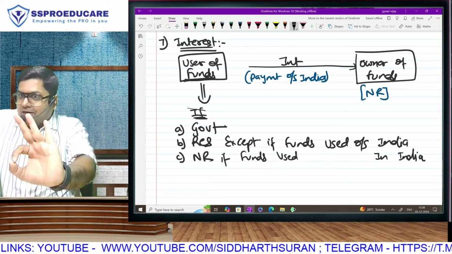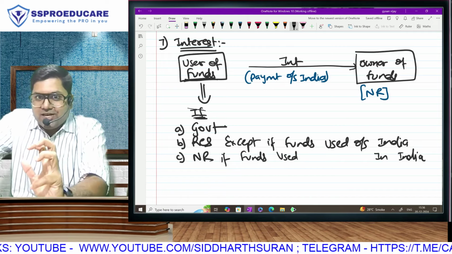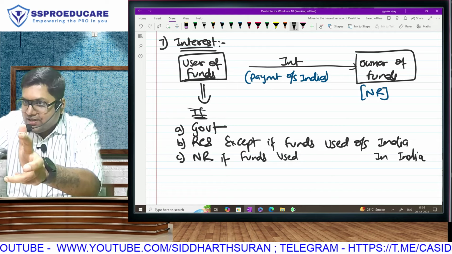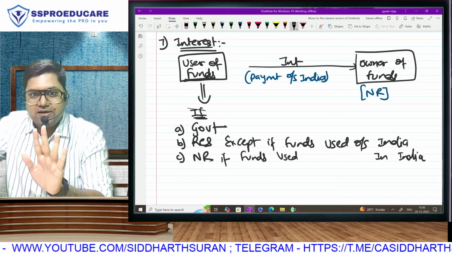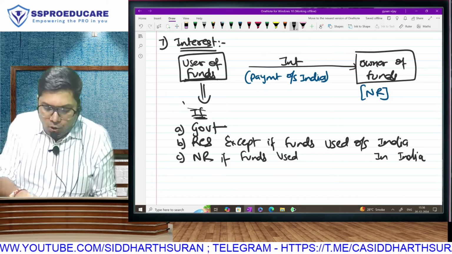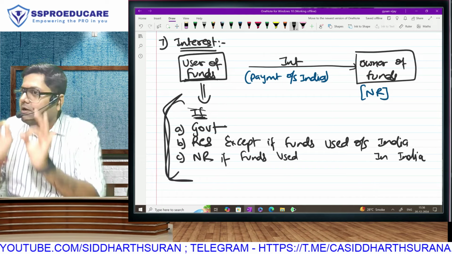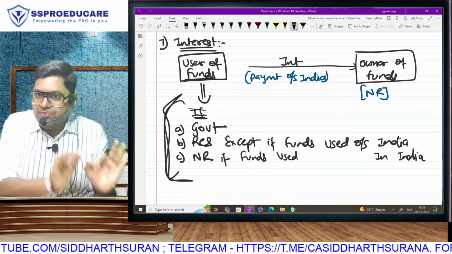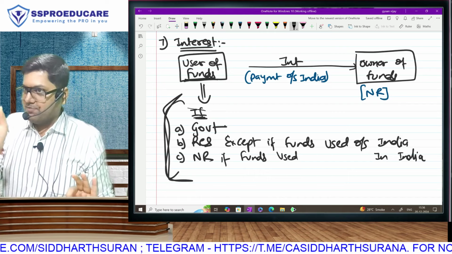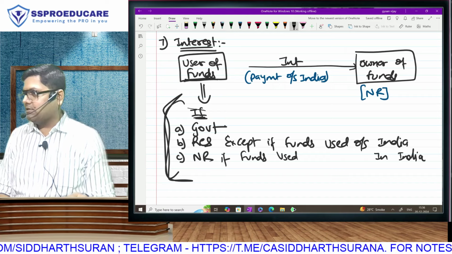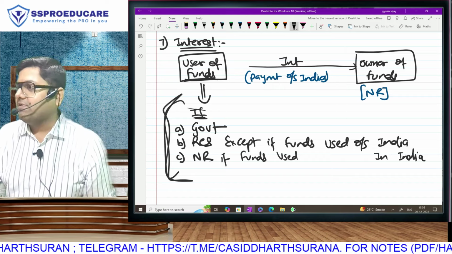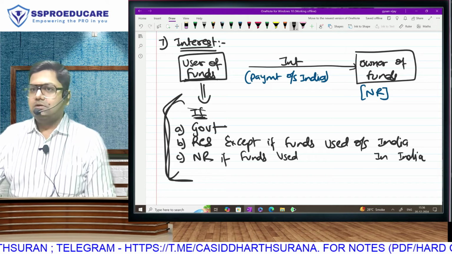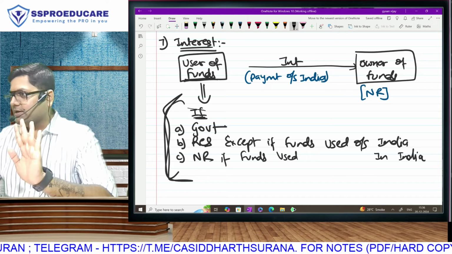This much part everyone understood now. So if a non-resident is paying interest to a non-resident, and the funds are used in India, it will be considered as Indian income. So the whole conclusion of this story is simple. Where are my funds being used? If the funds are being used in India, it will be considered as Indian income. And if the funds are being used outside India, it will be considered as foreign income, meaning not deemed to be Indian income.